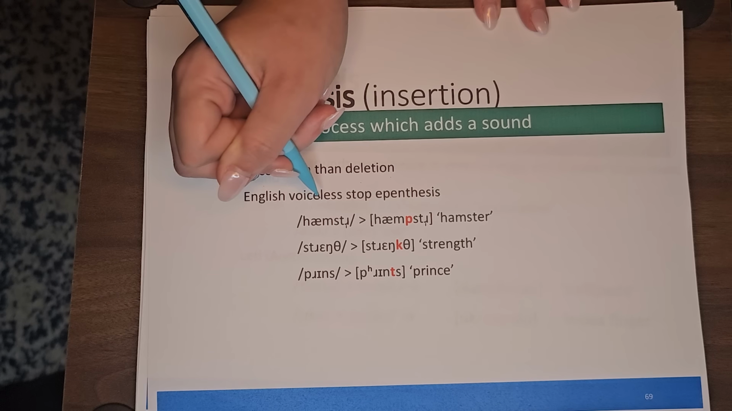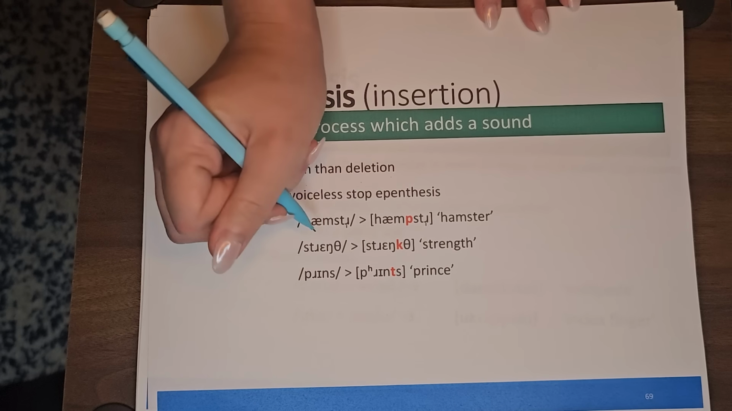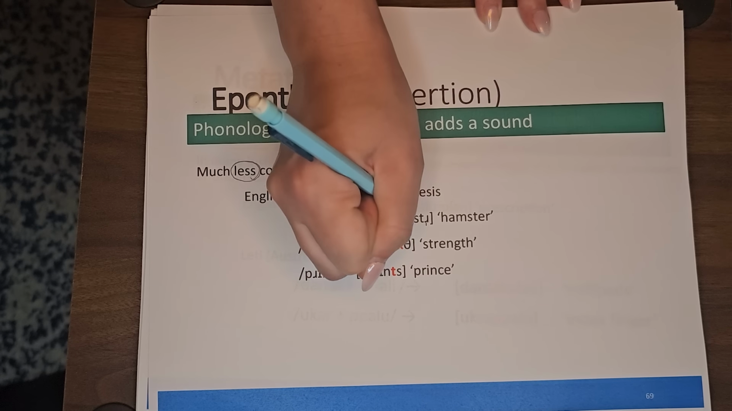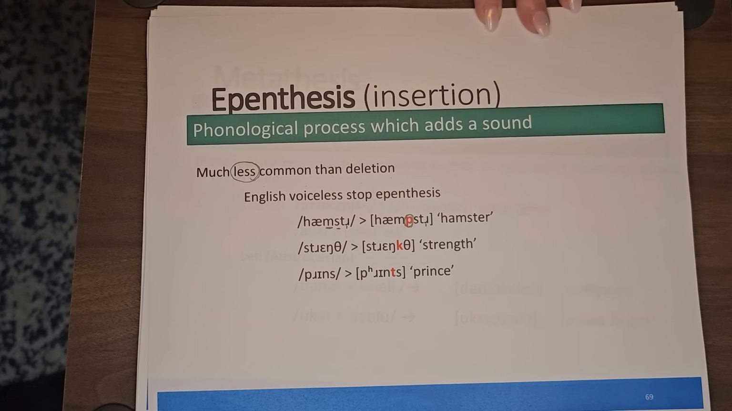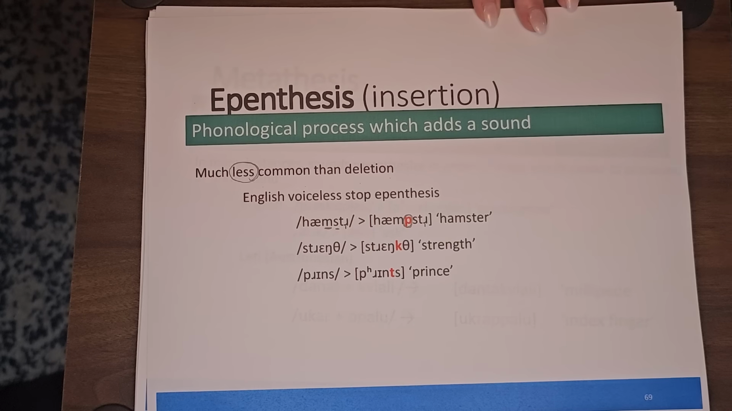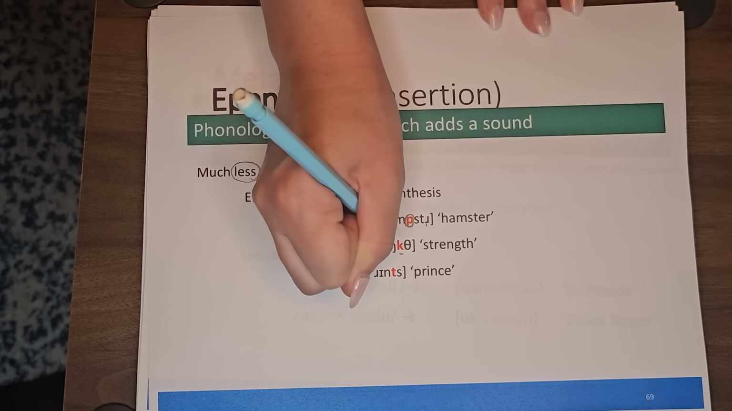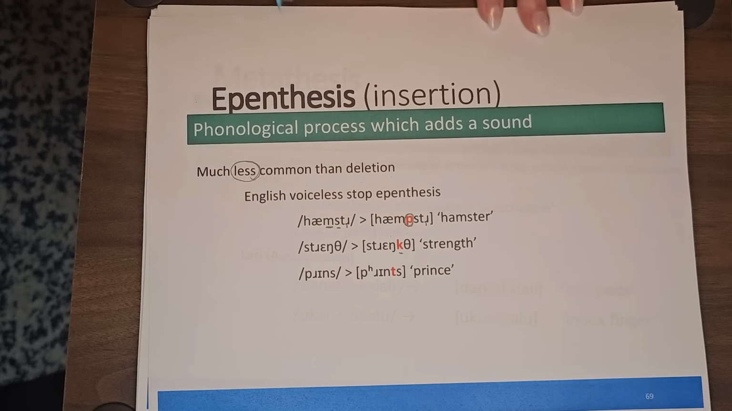So when a nasal sound is followed by a fricative, we often insert a voiceless stop. We hear this in hamster, or strength, or prince, instead of saying hamster, strength, or prince without the stop. In fact, it's actually very difficult for me to say strength without inserting a voiceless stop between the ng and th sound.